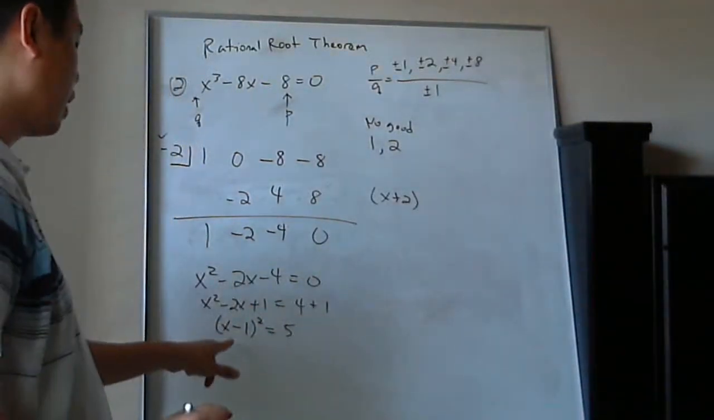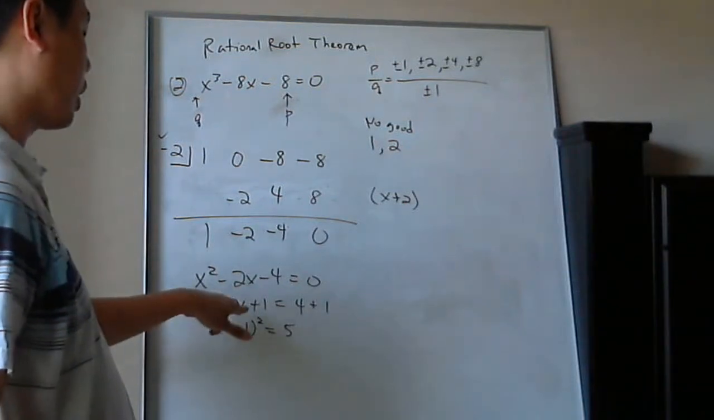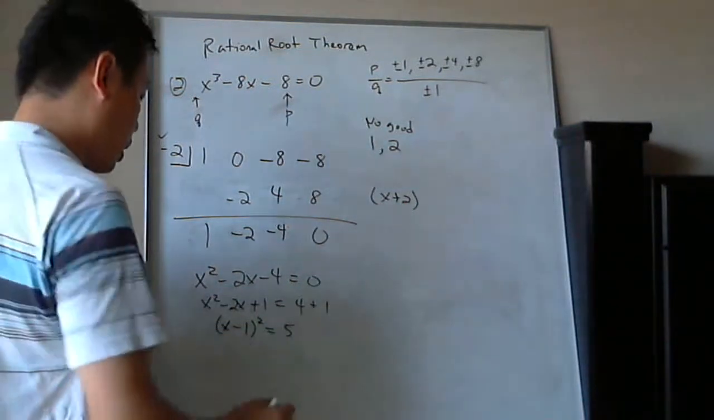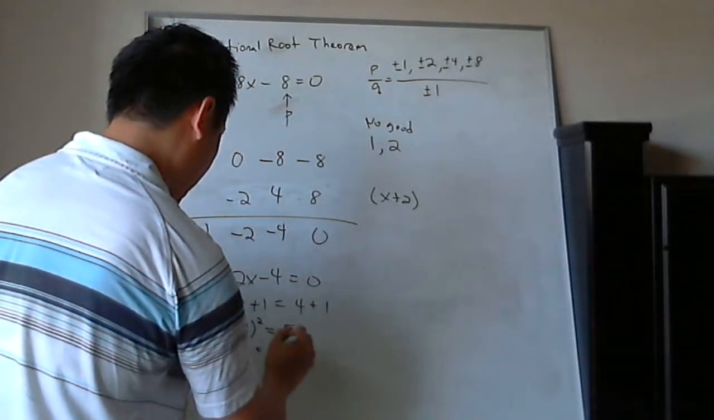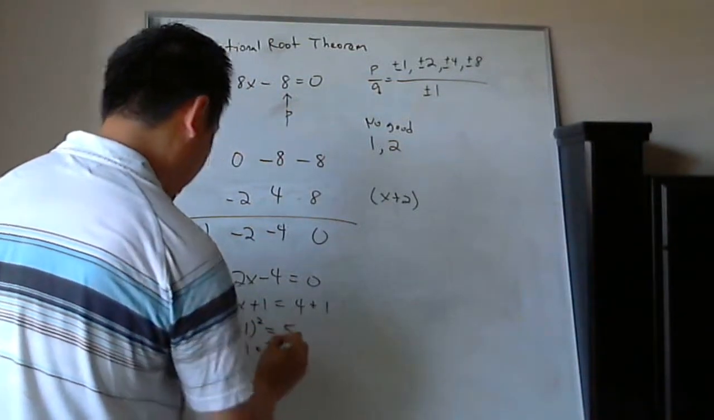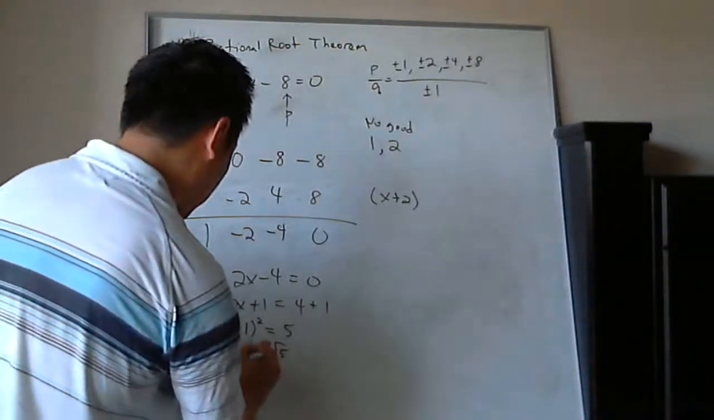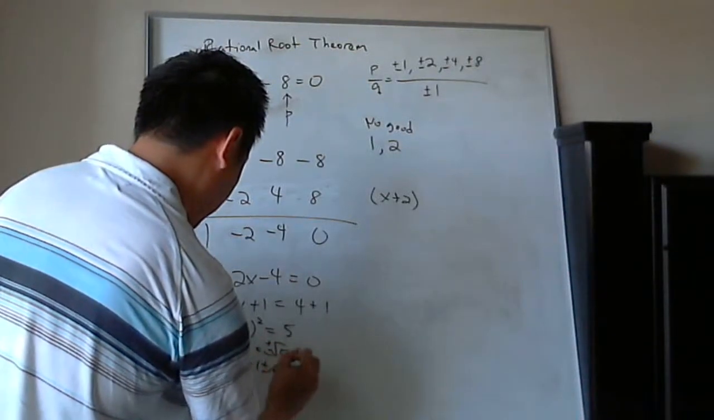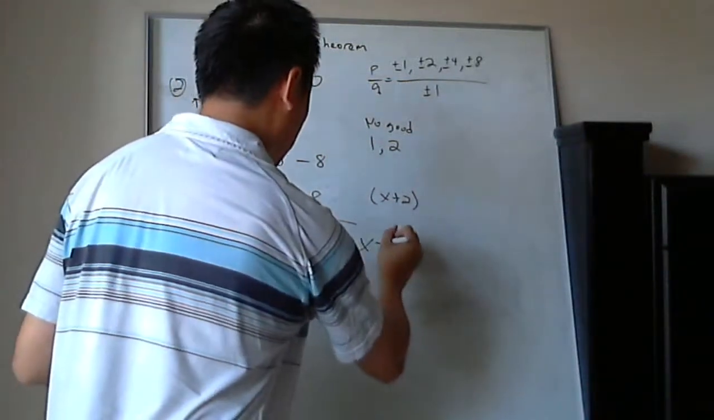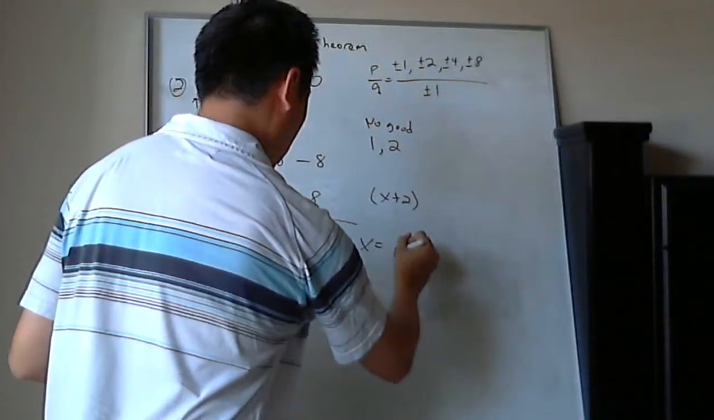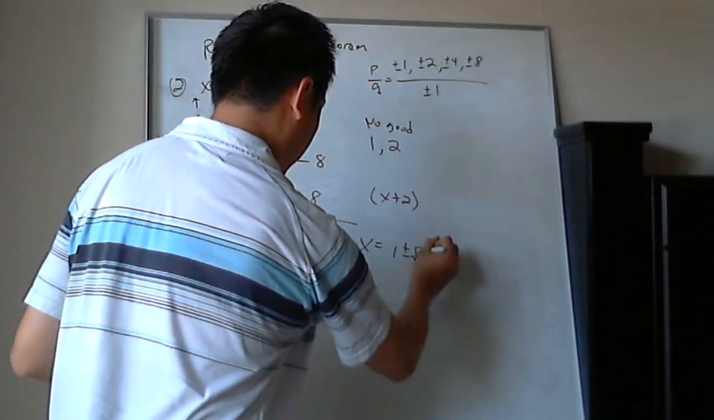So 4 plus 1 is 5, and then I factor x squared minus 2x plus 1 as x minus 1 all squared. I can take the square root on both sides, and then you get plus or minus root 5, and I add 1 on both sides, so you get 1 plus or minus square root of 5. So the solution will be x equals 1 plus or minus root 5.